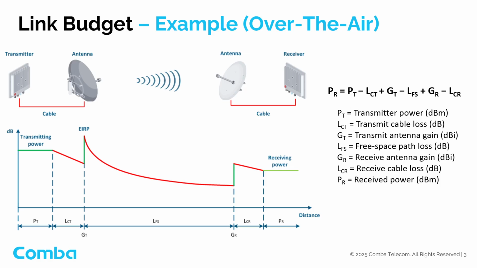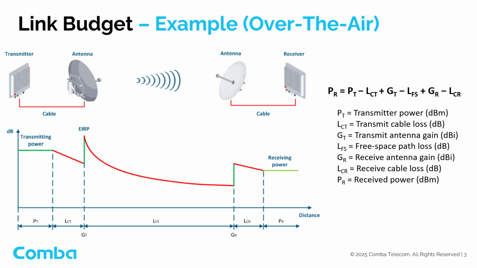The transmit cable connects the transmitter to the antenna and will introduce a cable loss. The transmit antenna will add gain and emit the signal. The signal will then travel through air and experience free space path loss, which increases with distance and frequency. The receiving antenna captures the transmitted signal and provides antenna gain. The receiving cable connects the receiving antenna to the receiver and will introduce a cable loss. The end device that detects and demodulates the incoming signal is the receiver. The power level at the input of the receiver is the received power.